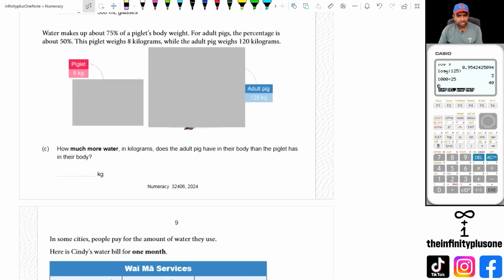So the first thing we're going to do is figure out how much more water in kilograms the adult pig has in their body than the piglet has in their body. So we're going to work out the piglet first, right? Now for the piglet, we've got 75% of 8 kgs. So we're going to do that as 75 over 100 multiplied by 8. Doing that in the calculator, we're going to get 6 kgs of water.